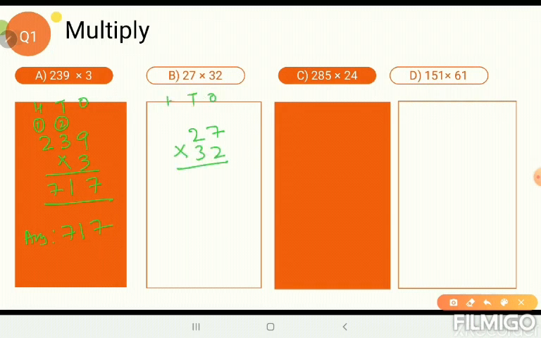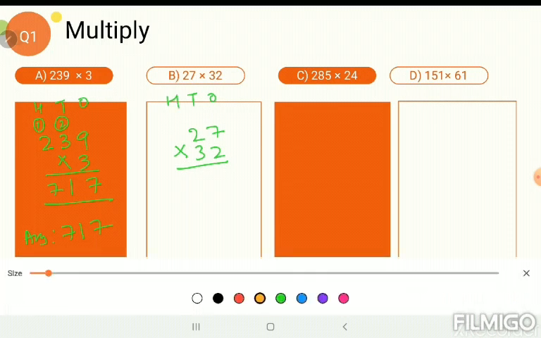We are going to follow the steps which we have done before. First I am going to multiply 27 by 2. So 2 7s is 14, 4 and 1 will come up, and 2 2s are 4 plus 1 is 5. The next step says you have to add a 0 before you start multiplying. Then I am going to multiply 27 by 3. So 3 7s are 21. 1 and 2 will go up. 3 2s are 6. 6 plus 2 is 8.